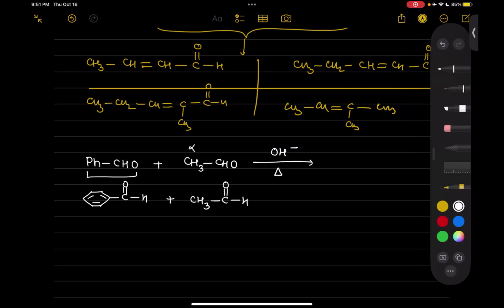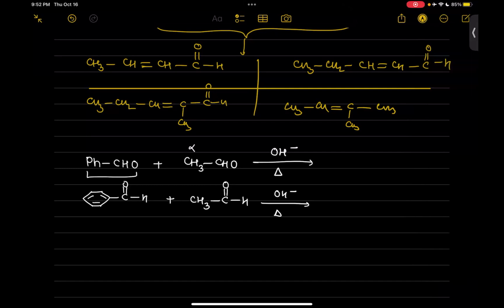What are the products which are formed when they are treated with base in the presence of heat? We don't get a stable product. No, we will get the stable product because there is a benzene.